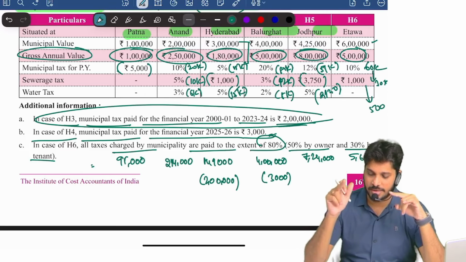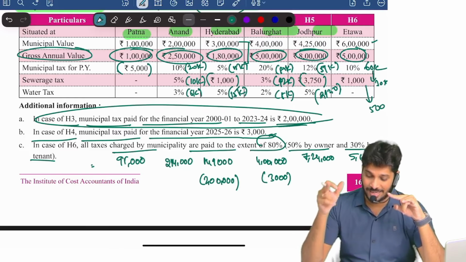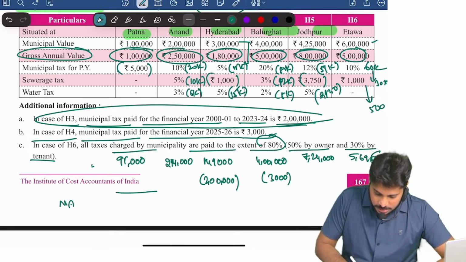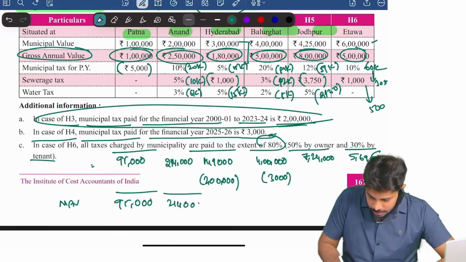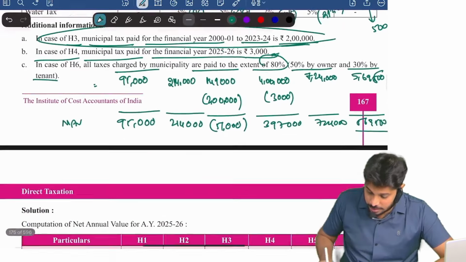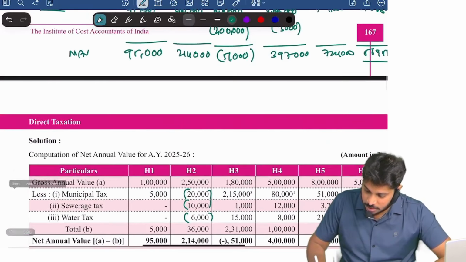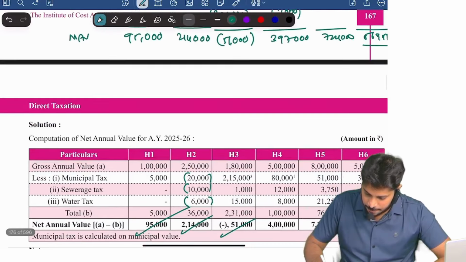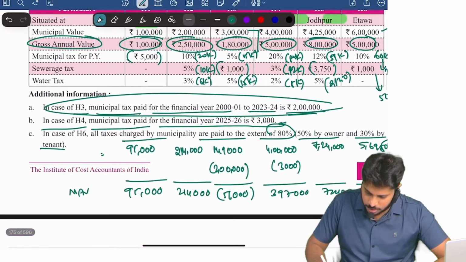Gross annual value minus municipal tax paid by the owner, water tax paid by the owner, all that, correct? So now revised. This is net annual value 95,000, 2,14,000 minus, this is minus 51,000. This is 3,97,000. This is 7,24,000. 5,69,500 are our answers, right? 195 is correct, 214 correct, 51 correct. This is what house number 4.